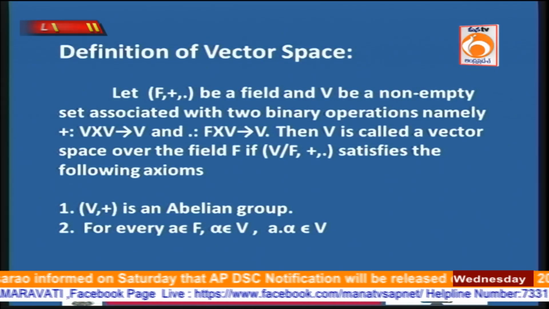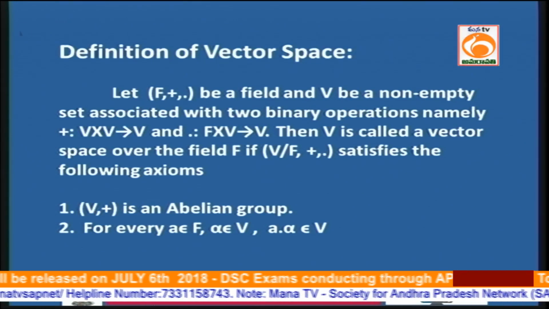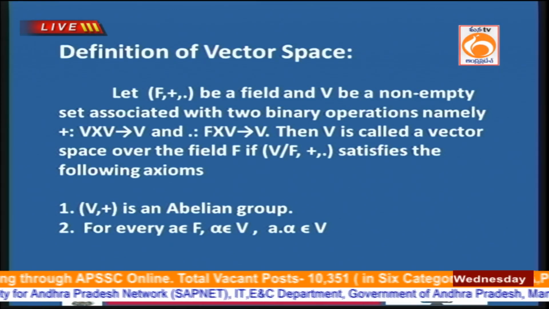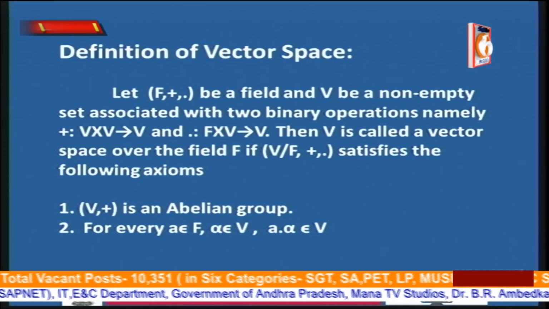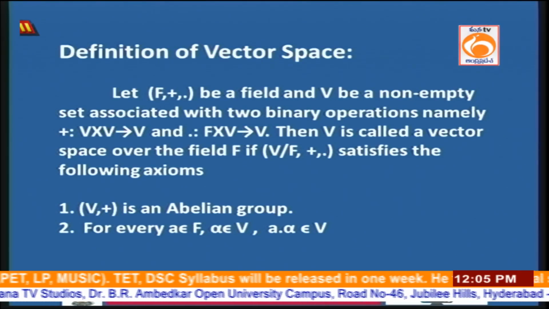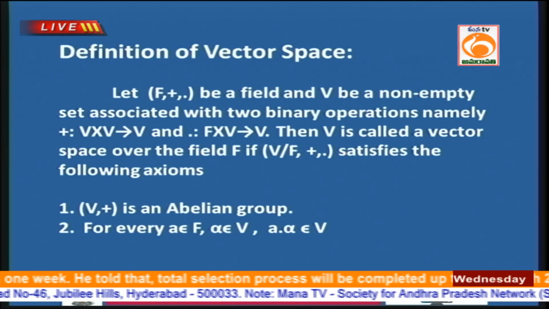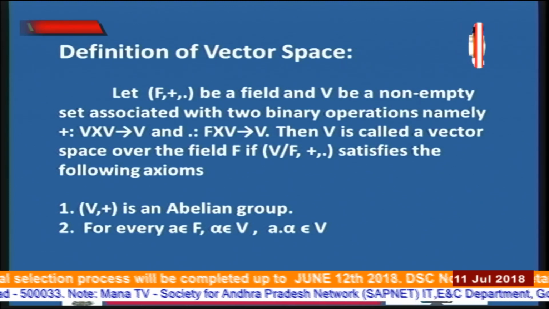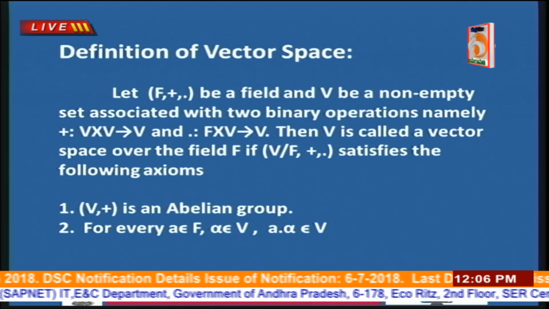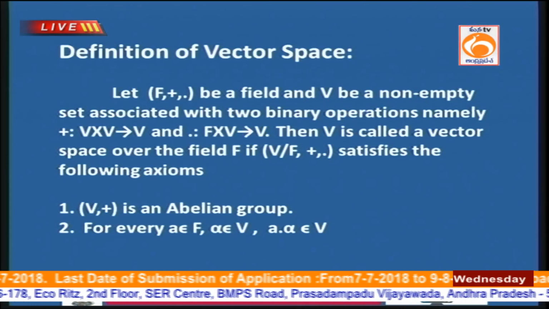The first axiom is the condition that V with respect to addition, with respect to plus, has to be an abelian group. The second axiom is that for every a belonging to F and alpha belonging to V, you find the product a dot alpha, and that product should be in V. Of course, this cannot be called exactly a product, because we are taking a from F and alpha from V, both from different sets. So, the result a dot alpha should be in V. This is the second axiom.